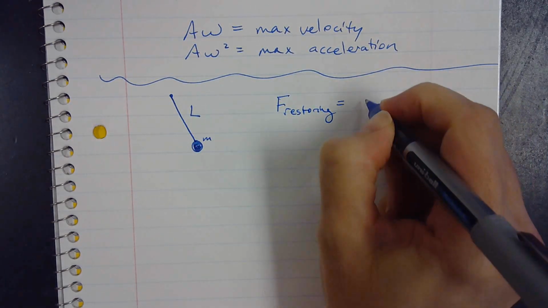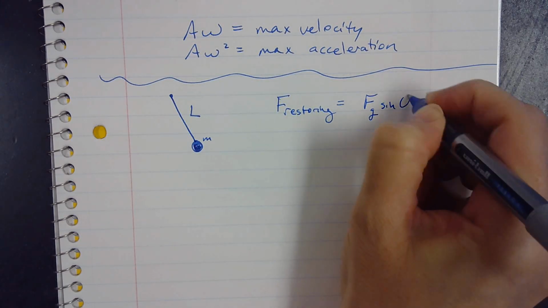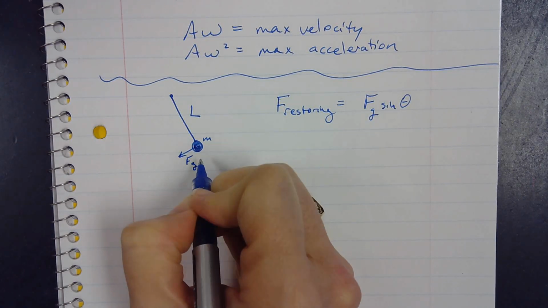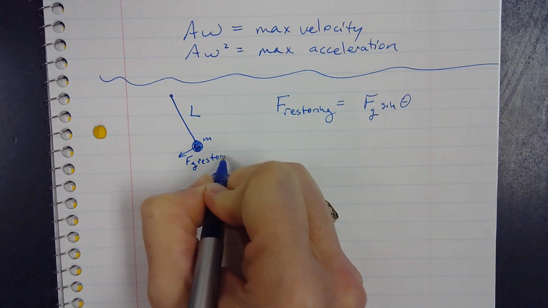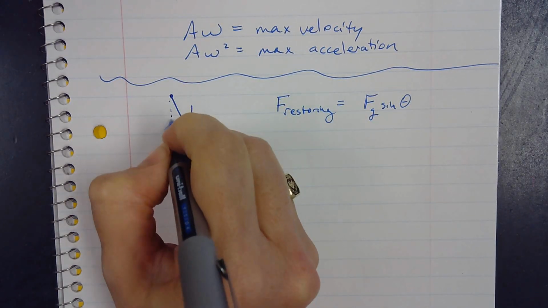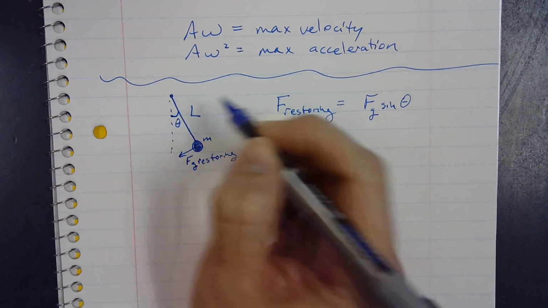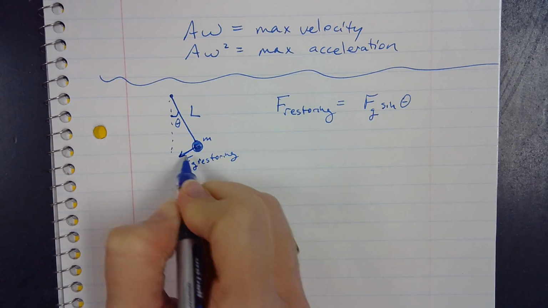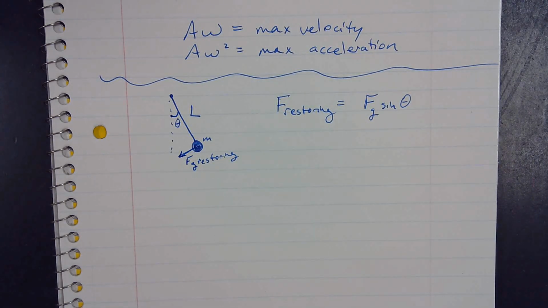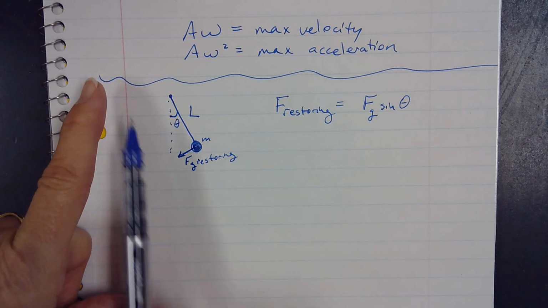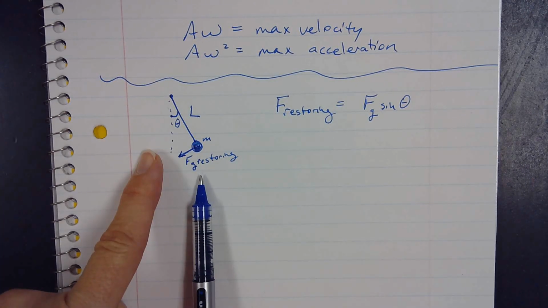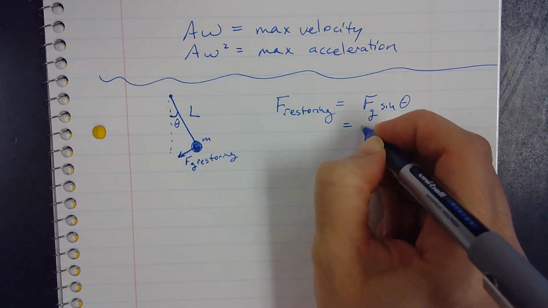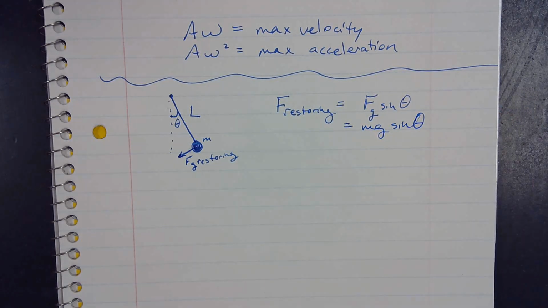So the restoring force is equal to the component of gravity right here. So F_G restoring. I don't want to get into x and y here. Now I'm defining the angle from the vertical, and I drew it that way. So that's why it's sine. Do you see it's opposite? Because gravity would be straight down, and this is the opposite side. So that's why it's sine. Now, of course, we know that is mg sine theta.